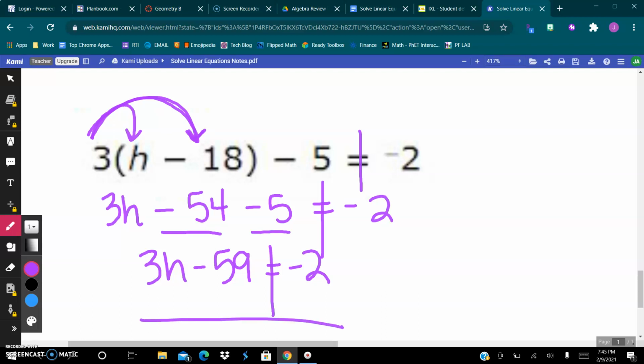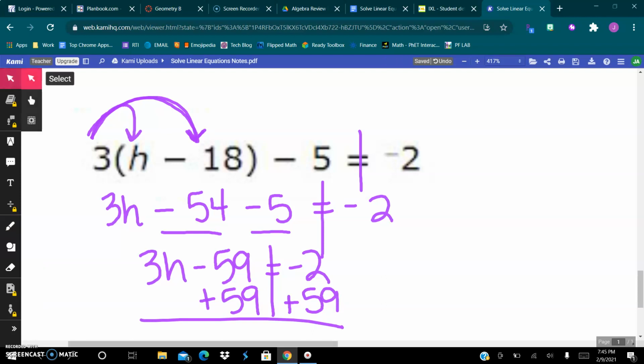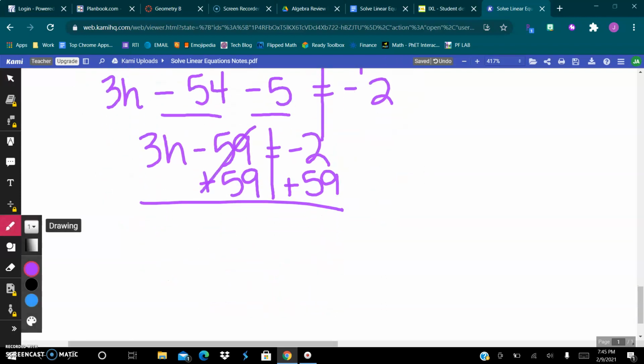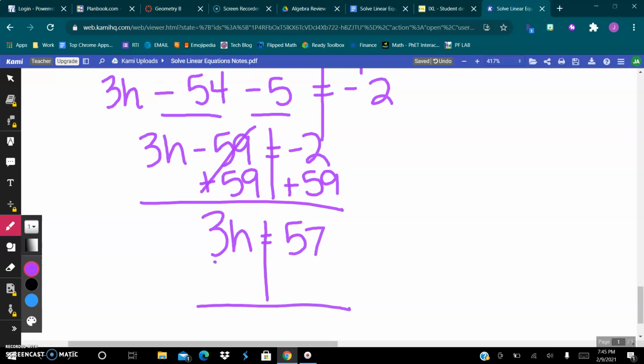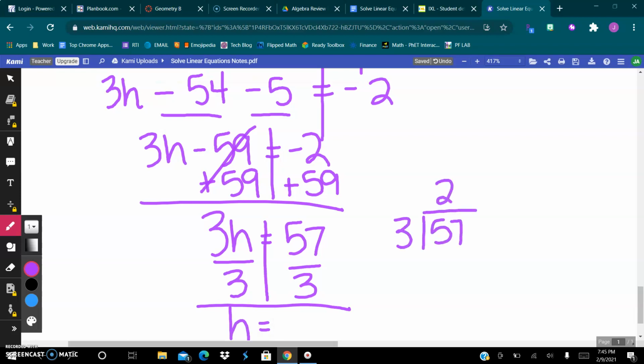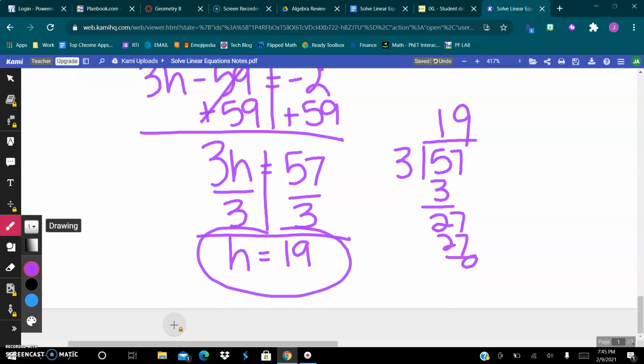And then on the same side where the variable is, I have to get rid of the negative 59 or the minus 59. So we're going to add 59 to both sides. And these are going to cancel out. So we just have 3h on that side. And then negative 2 plus 59 would be 57. And then I have to divide 57 by 3. So 3 goes into 57 19 times. So h is 19 in this problem.